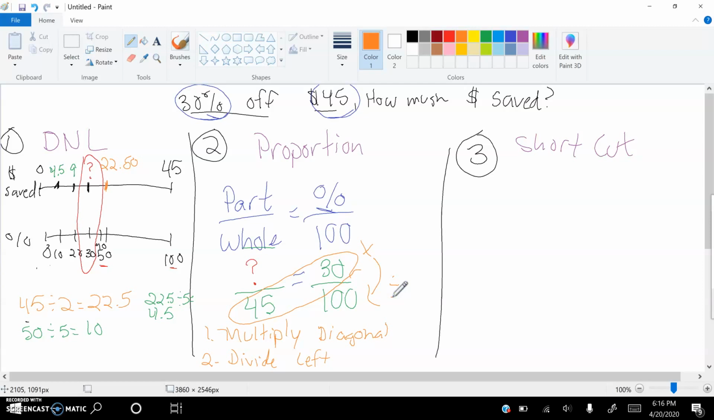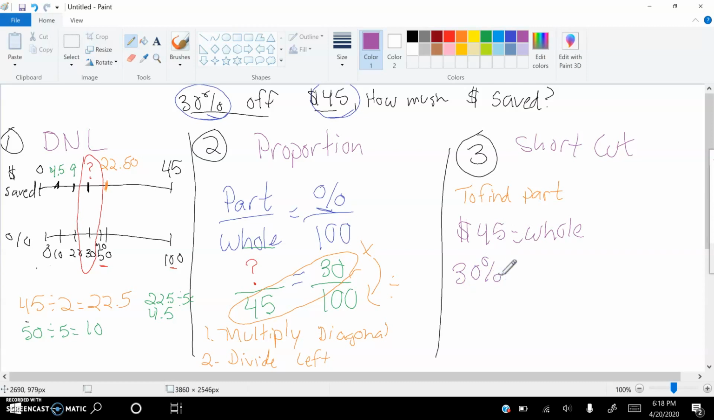All right, and now let's look at our last part, our shortcut. So the shortcut when we're looking for the part is we're just going to multiply the percent by the whole amount. So we know the whole is $45. We also know the percent is 30.